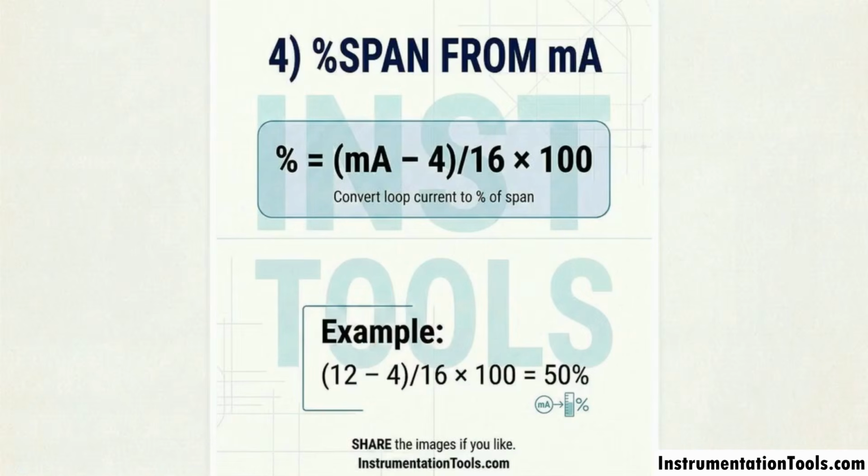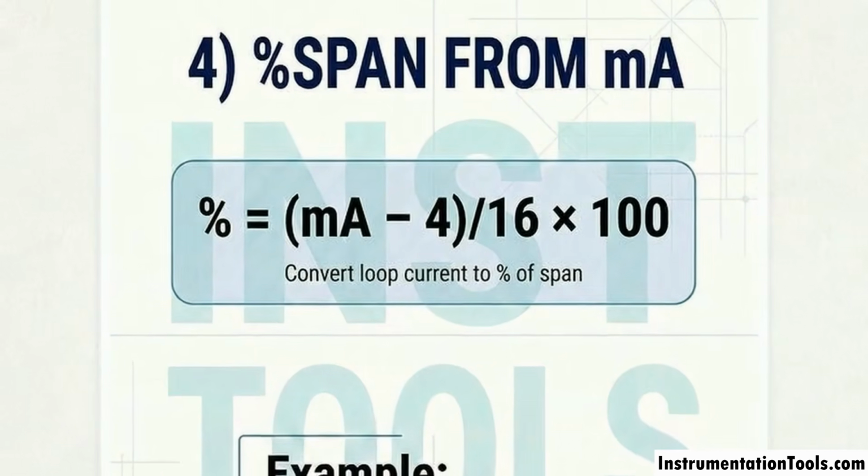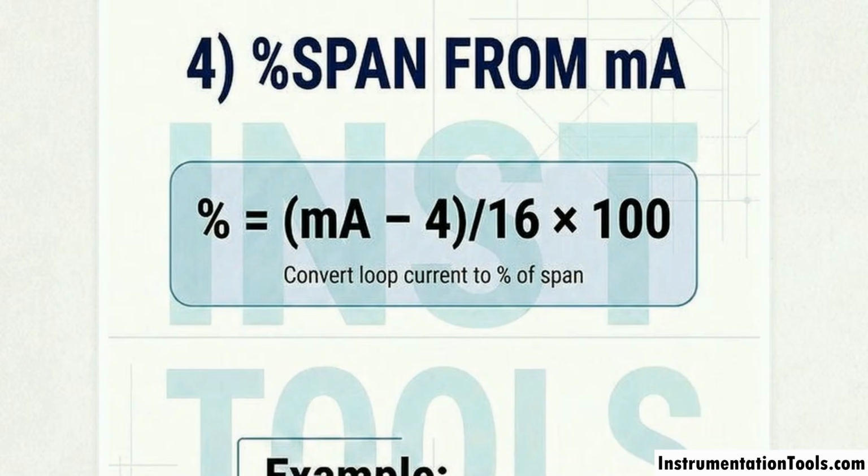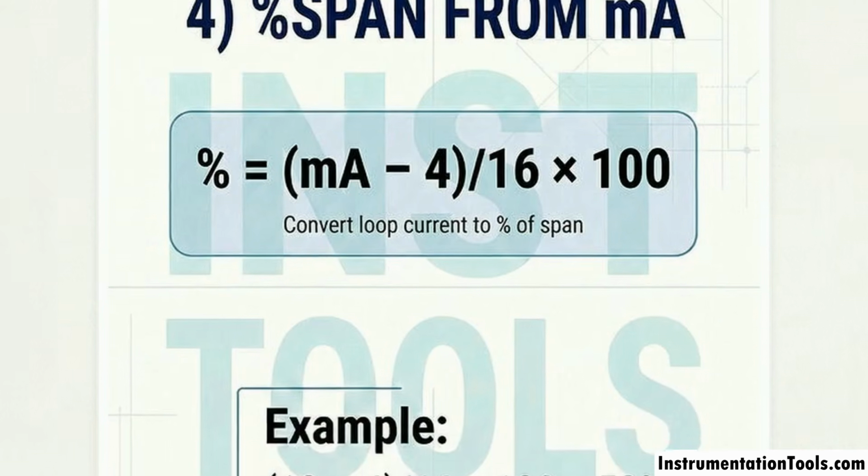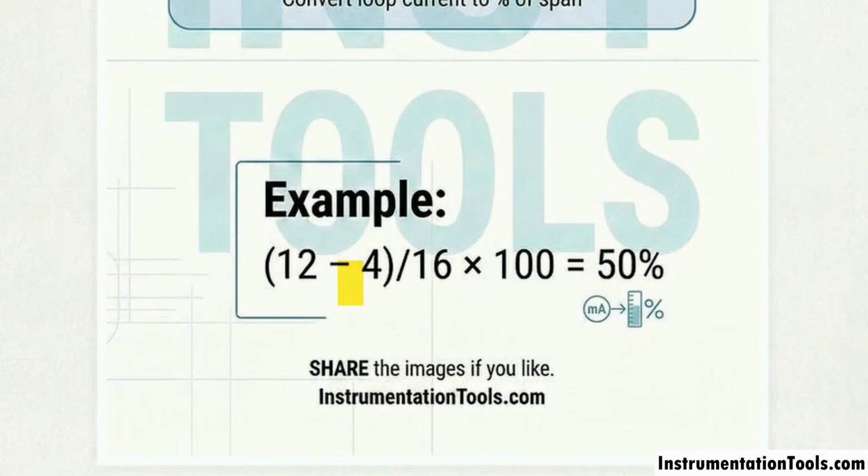If we look at the signal from the PLC's perspective, we might see an incoming signal of 12 milliamps. To find the physical pressure, we have to reverse the math. Order of operations is key here. You must strip away the 4 milliamp baseline before dividing by the 16 milliamp current span. This tells us the signal is at exactly 50% of the transmitter's range.